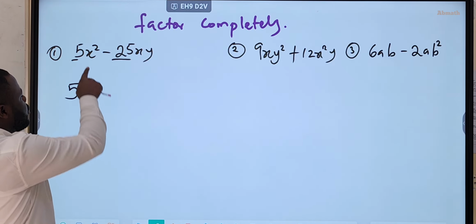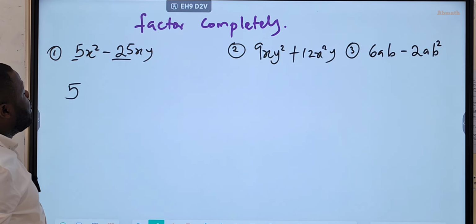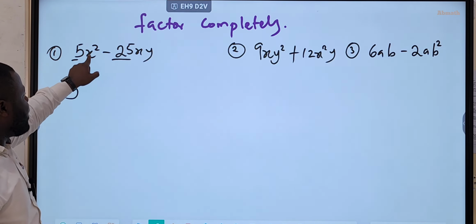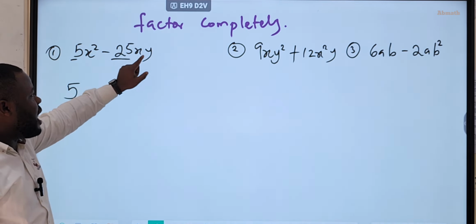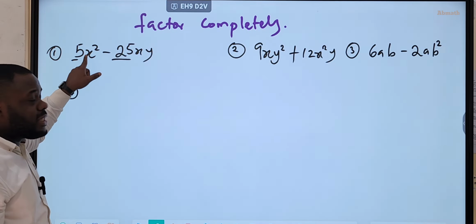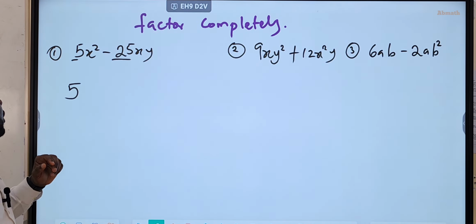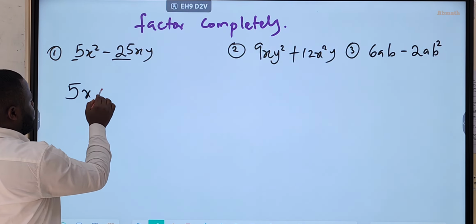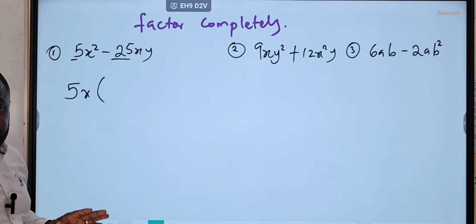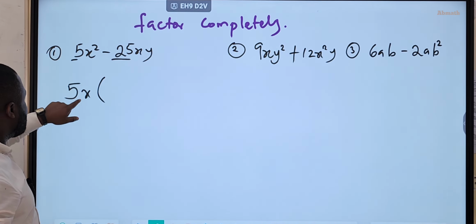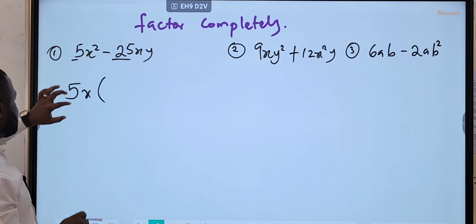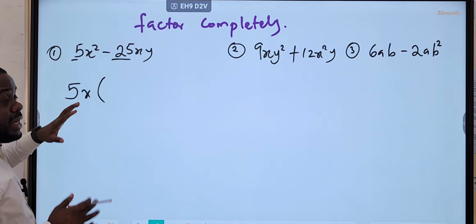Okay? So you look at the variables there. You have x squared here. You have x and y. So you can see that this term has x, and this other one also has x. So they have x in common. Apart from that, they don't have any other thing in common. We only have one x. So these are the two things they have in common.